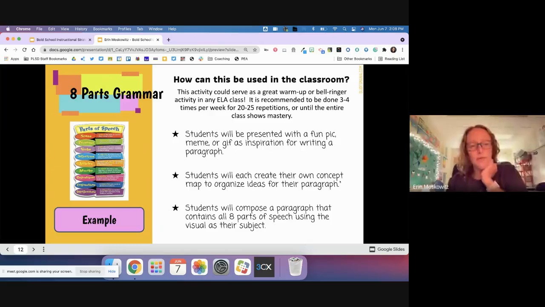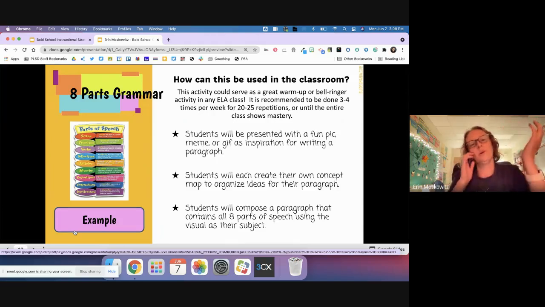And then the example for 8 parts grammar, it could serve as a great warm-up or bell ringer activity in ELA classes throughout the grade levels. It was recommended in the book, or not in the book, this is the Edu-Protocol, but it was recommended to be done 3 to 4 times a week for 20 to 25 repetitions or until the entire class shows mastery.